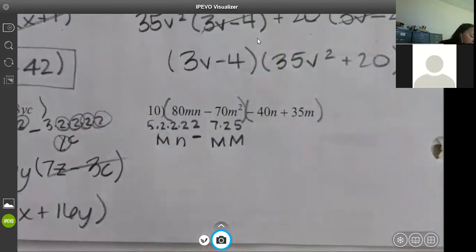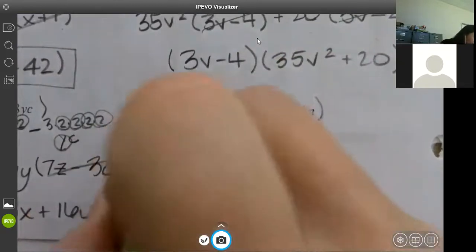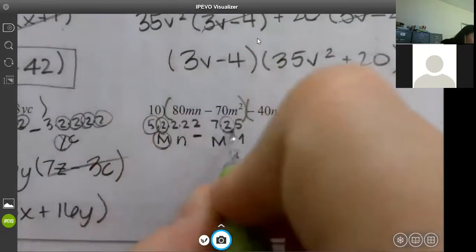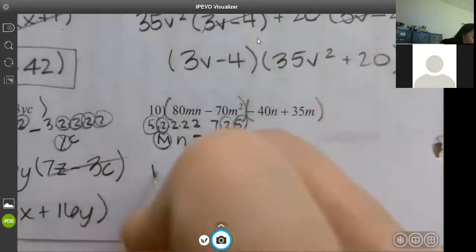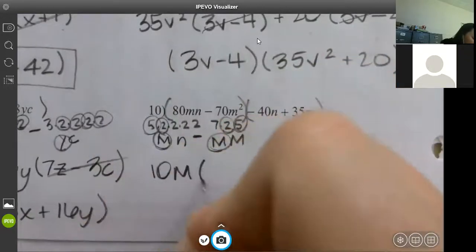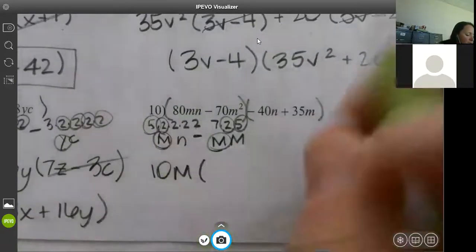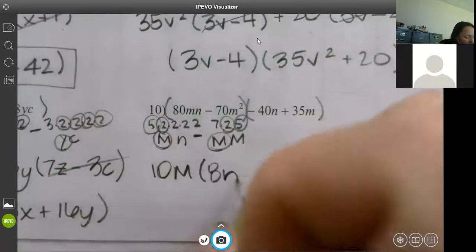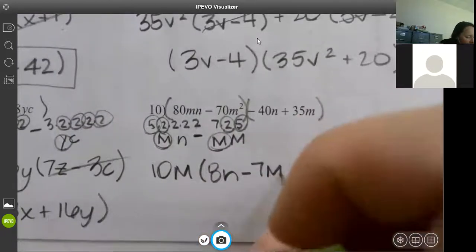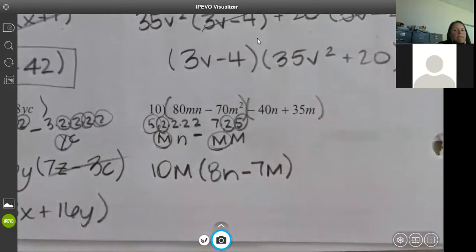What do they have in common? 5, 2, and M. 5 times 2 is 10 and an M. What did we leave? 3 2s is how much? 8N minus, if we read it, 7M. Be careful on this one.